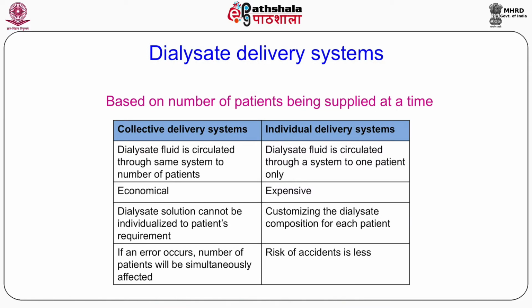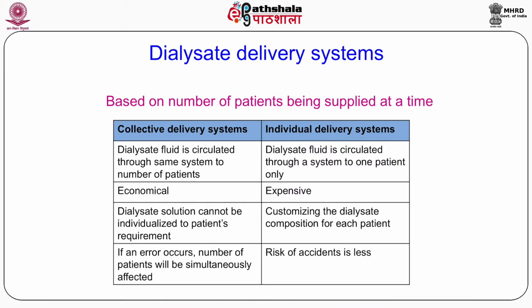So if you look at the first classification, what we see is you can have a delivery system which is catering only to a single patient and the other one which is catering to multiple patients. Now both have advantages and disadvantages. Those which cater to multiple patients are principally more economical because you just need one system which can take care of so many of them, right? While on the other end, single patient would mean more cost.